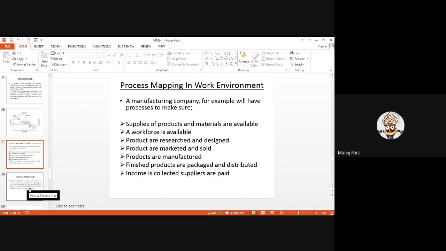The next one is process making in work environment. In case of a manufacturing company, for example, we have processes to make sure that supply of product and material are available, a particular workforce is available, products are researched and designed. The next one is products are marketed and sold. The next one is products are manufactured. Finished products are packaged and distributed. And the last one is income is collected from the supplier. These are the different process mappings in different work environments or different companies.